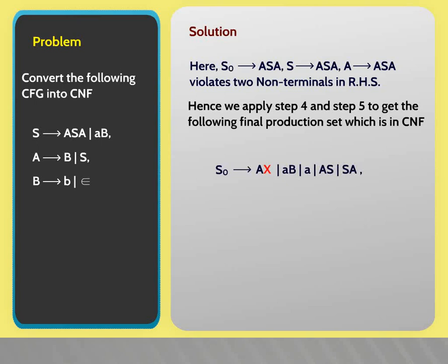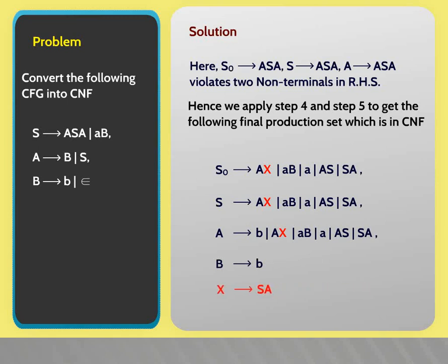S0 provides AX or aB or a or AS or SA. S provides AX or aB or a or AS or SA. A provides b or AX or aB or a or AS or SA. B provides b. X provides SA.